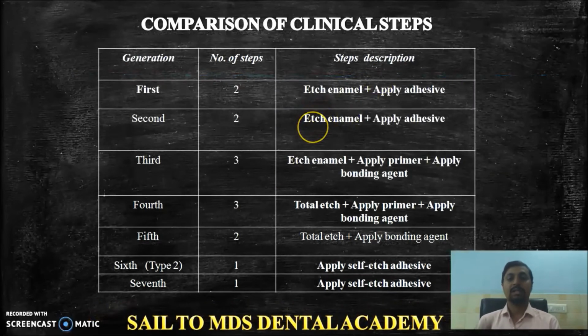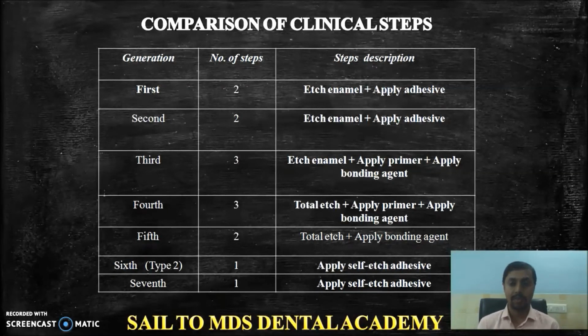So we will see now the clinical steps involved with each generation. This is very important from exam point of view. Remember, the first and second generation, the number of steps required are 2. In third, fourth generation, the steps required are 3. In fifth generation, 2 steps are required.